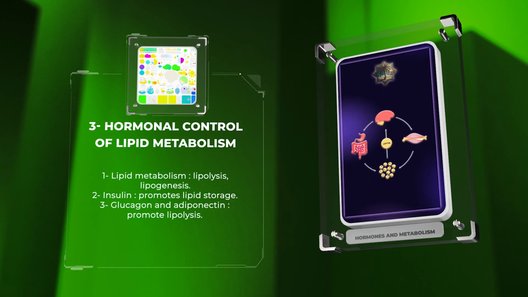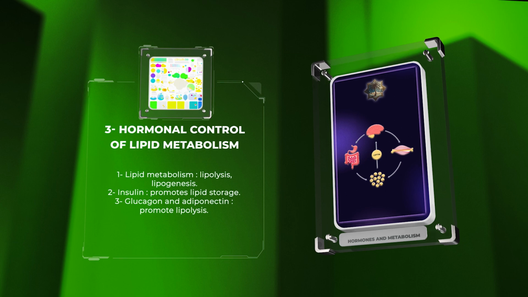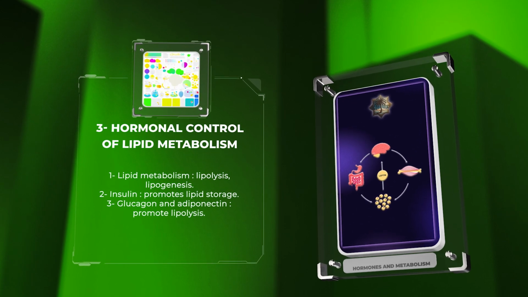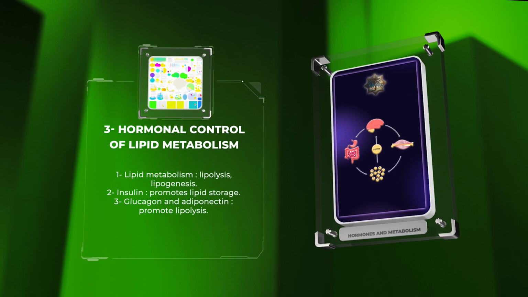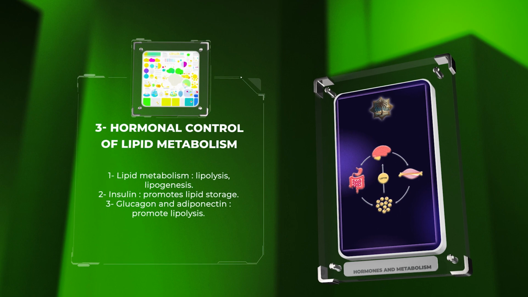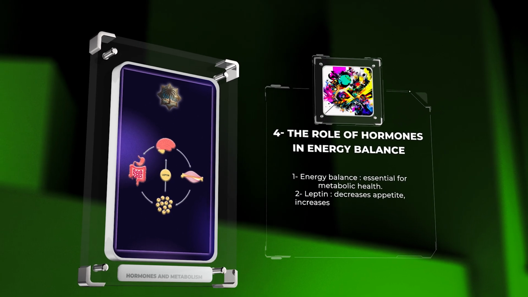Lipid metabolism encompasses the processes of lipolysis and lipogenesis, which involve the breakdown and synthesis of fats, respectively. Hormones such as insulin, glucagon, and adiponectin significantly influence lipid metabolism. Insulin promotes lipid storage by stimulating the uptake of fatty acids and their conversion into triglycerides. On the other hand, glucagon and adiponectin promote lipolysis, leading to the breakdown of stored fats for energy production. Maintaining proper energy balance is essential for overall metabolic health.